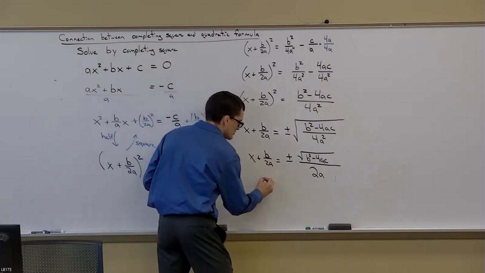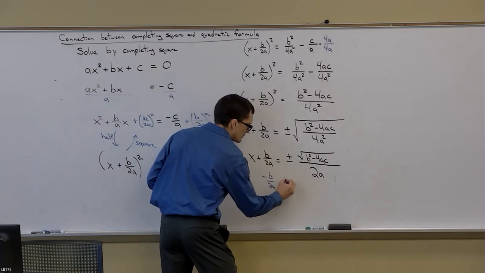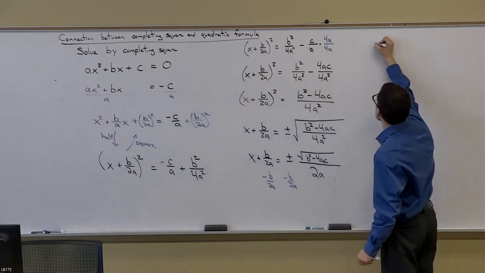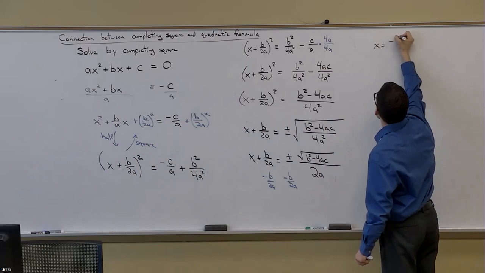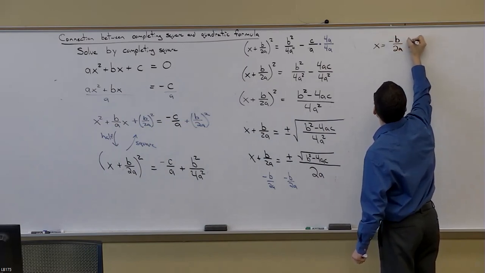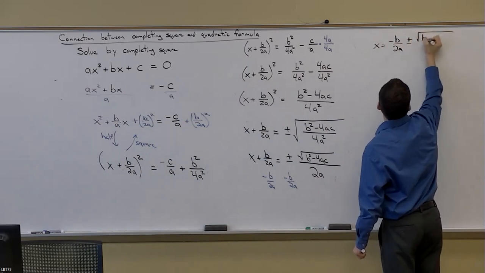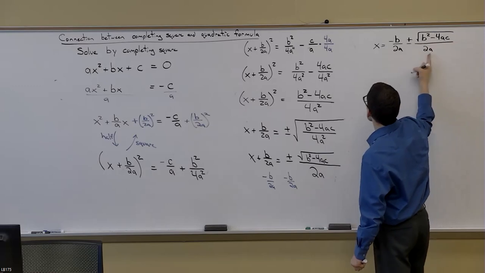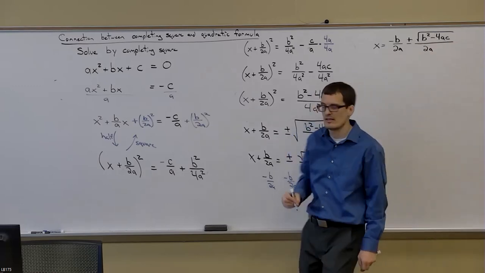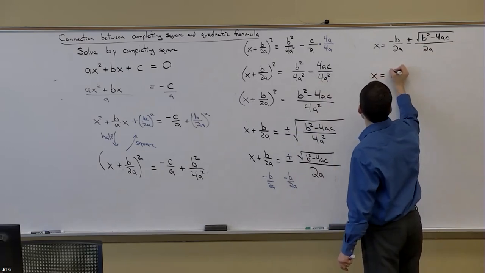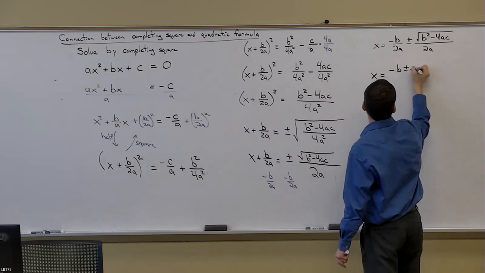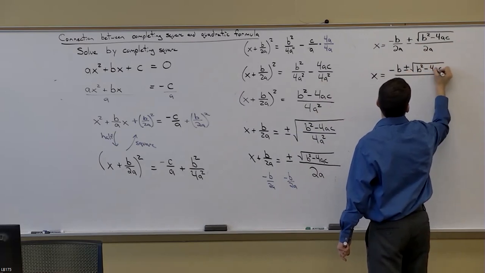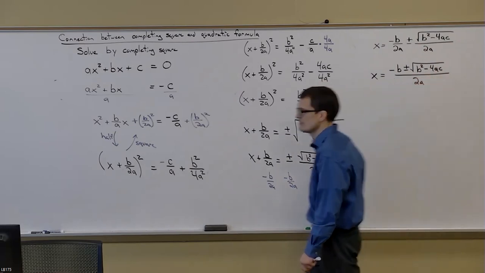To solve this, I would subtract b over 2a from both sides. And that would leave me with negative b over 2a plus or minus the square root of b squared minus 4ac all divided by 2a. Notice we have common denominators here of 2a. So I get x equals negative b plus or minus the square root of b squared minus 4ac all divided by 2a.